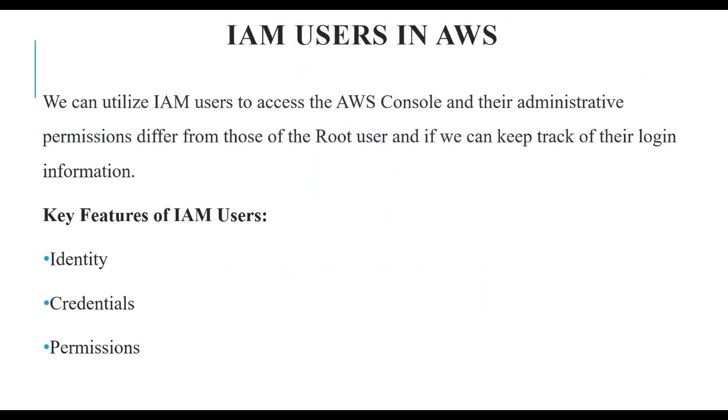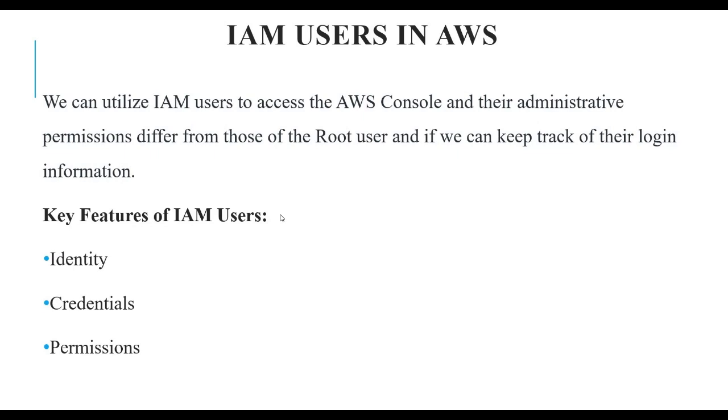The first is IAM user in AWS. We can utilize an IAM user to access the AWS console, and their administrative permission differs from that of the root user. We can also keep track of their login information. In the IAM user, we can track the login information, and it is utilized for access to the AWS console and administration.